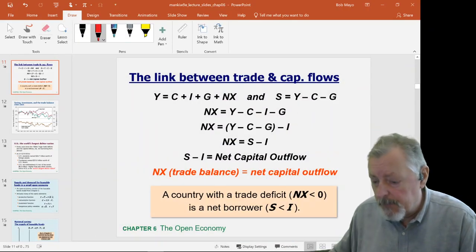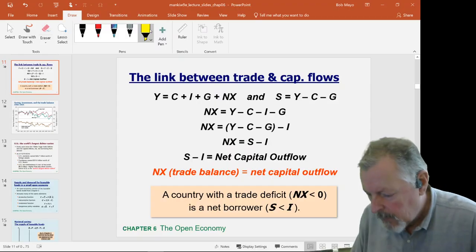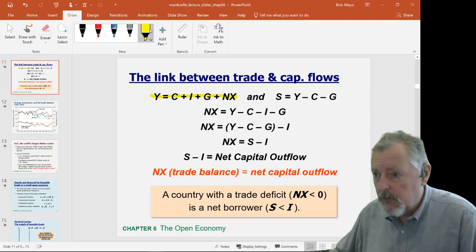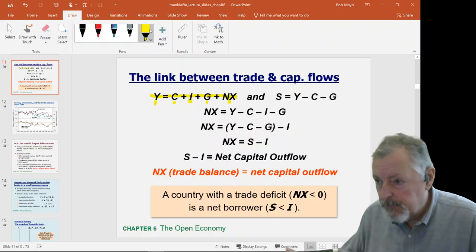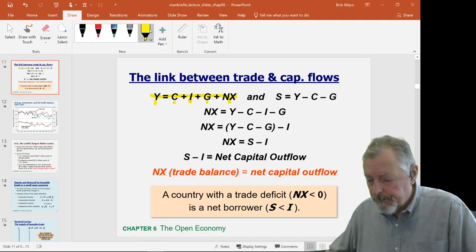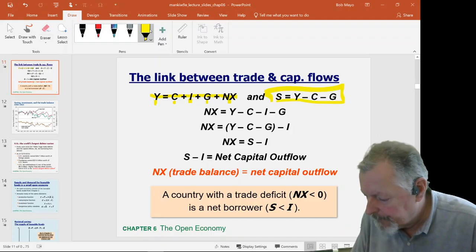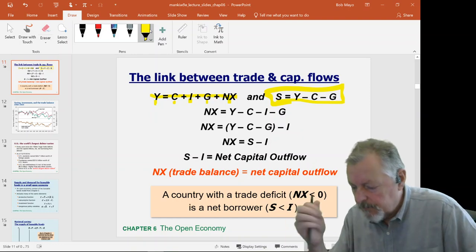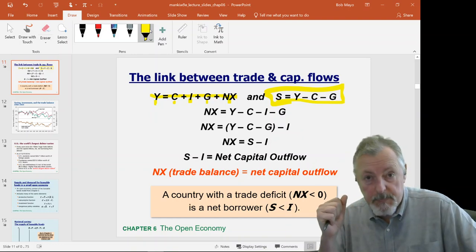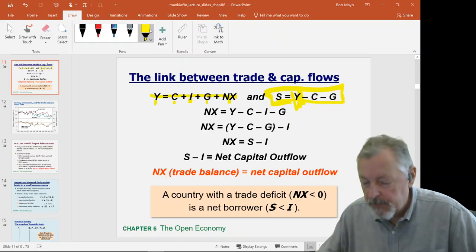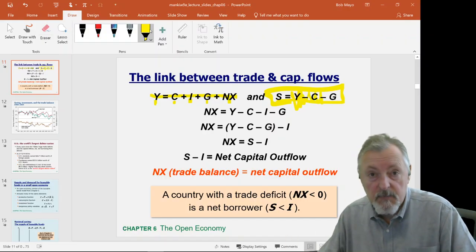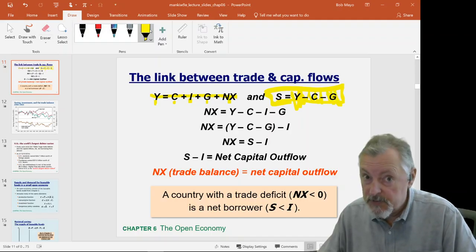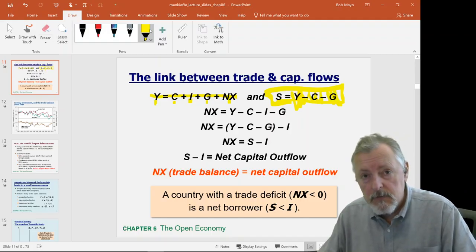Link between trade and capital flows. This term on the left, we've been dealing with quite a bit. Total output equals consumption plus investment plus government spending plus net exports. Over here, savings. Where do savings come from domestically? Well, there's the total amount that the economy produces. We consume some of that. Government consumes some of that. What's left over is saving.